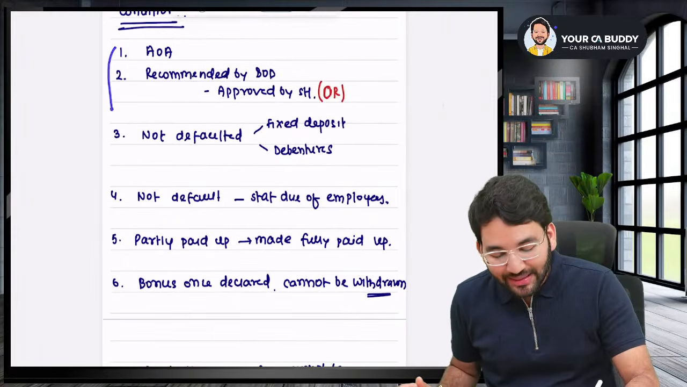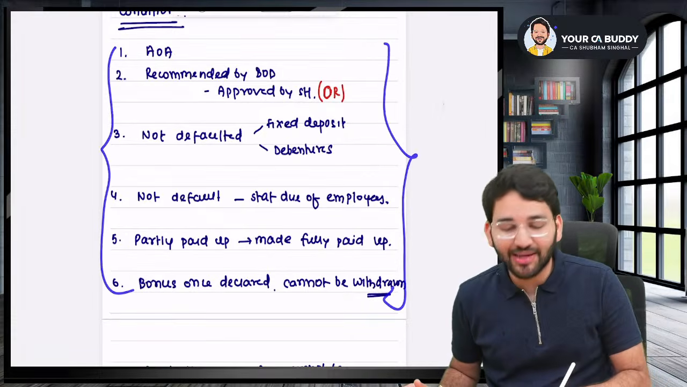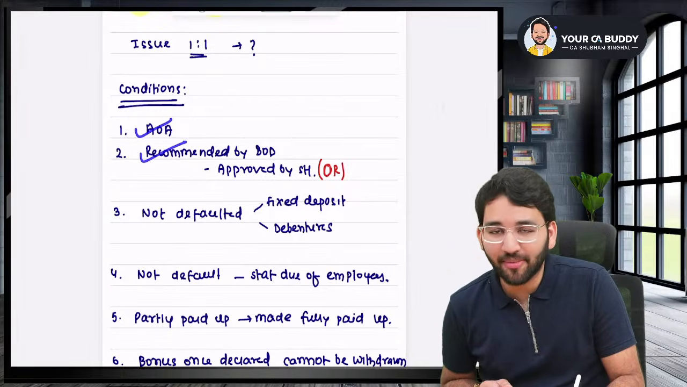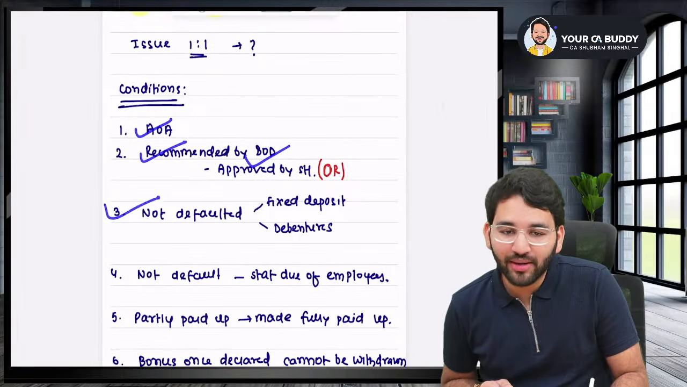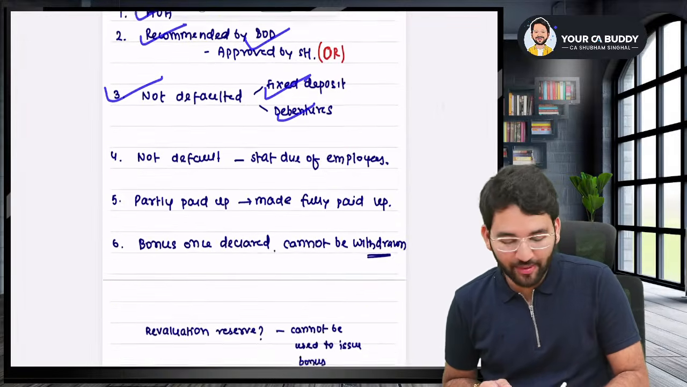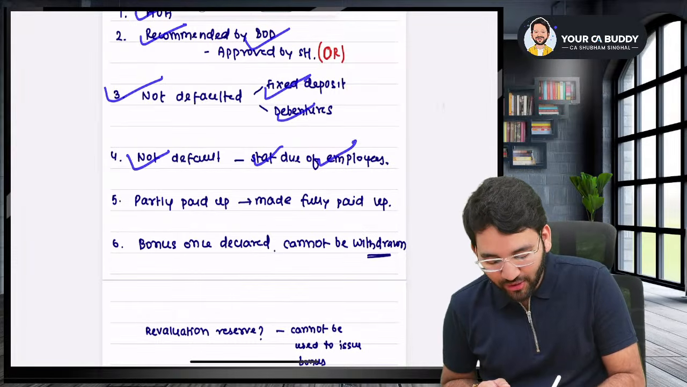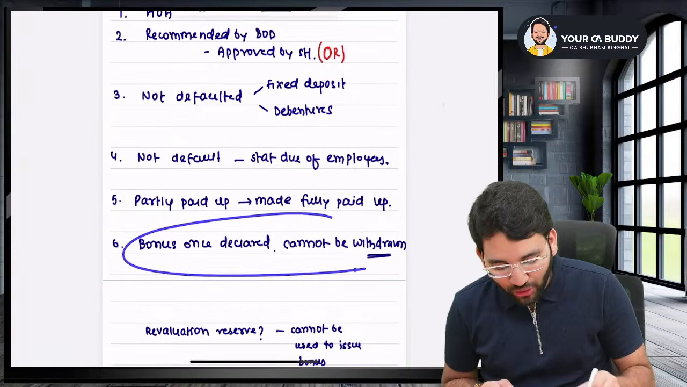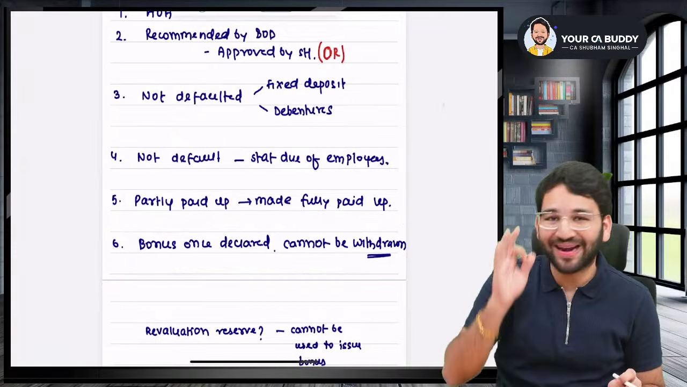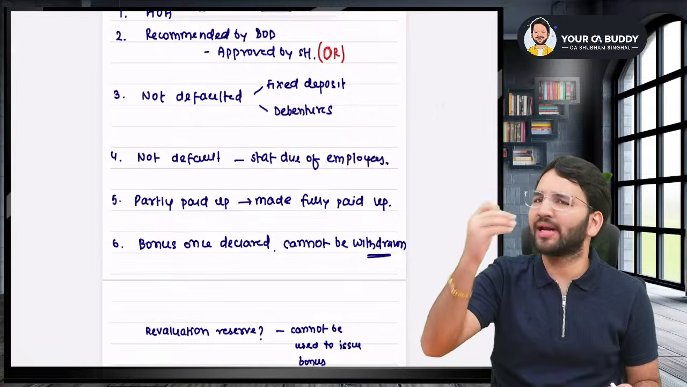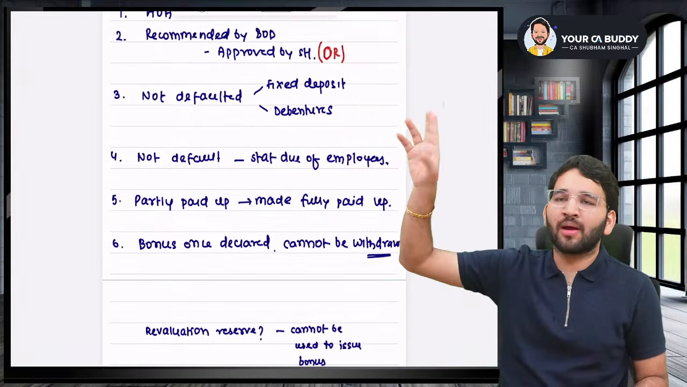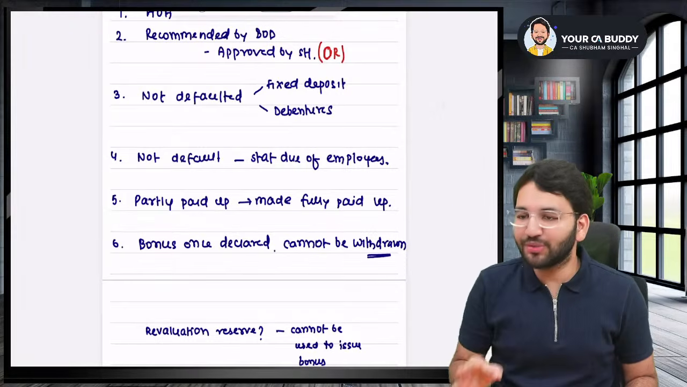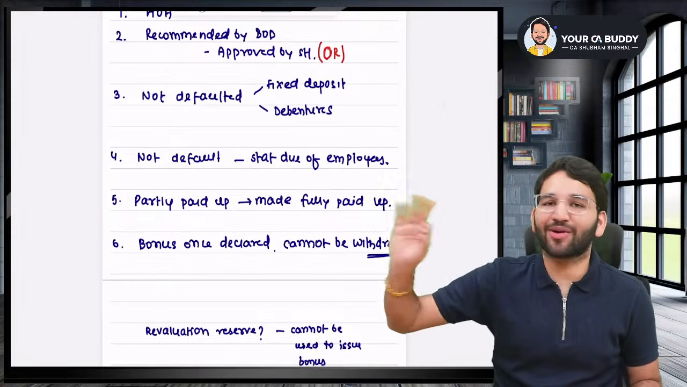So if you look at these six conditions, once these six conditions are satisfied, only then you can issue the bonus share. Sir, AOA, recommended by the board, approved by the shareholder, not defaulted in deposits or debentures, no default of statutory dues of employees, and partly paid up shares have been made fully paid up, and bonus once declared cannot be withdrawn. This is mandatory, sir. Because once you declare the bonus, the share price goes up. Now, if you are withdrawing it, then you are misusing this news, so basically you cannot withdraw it.